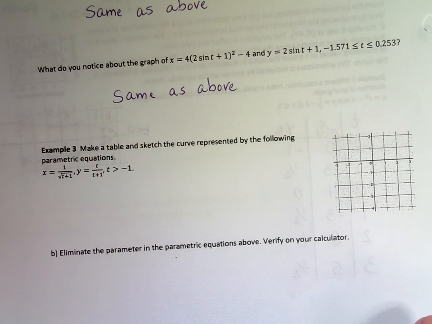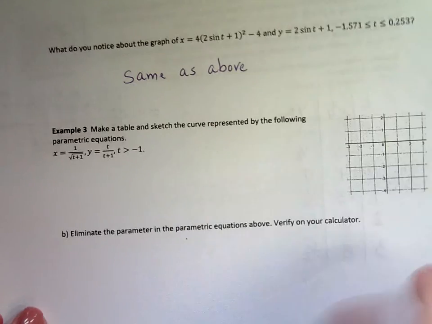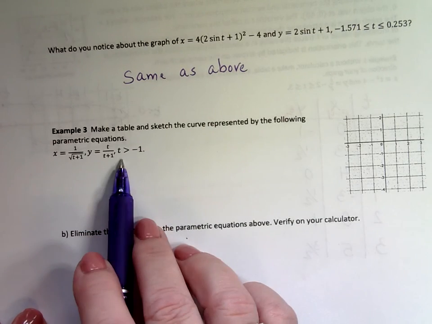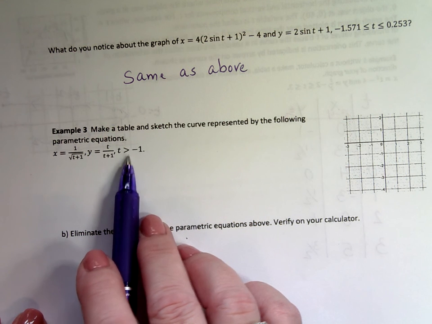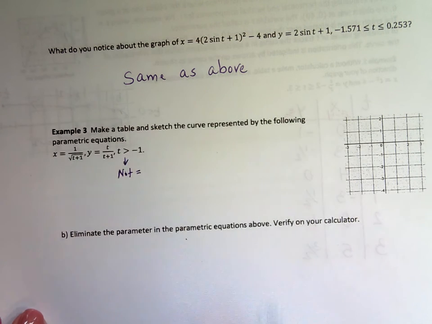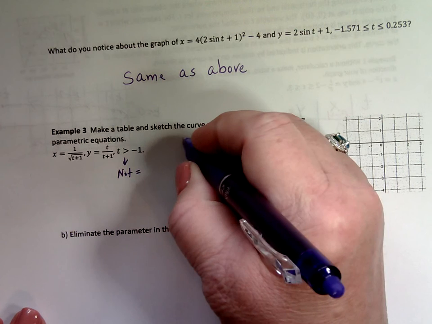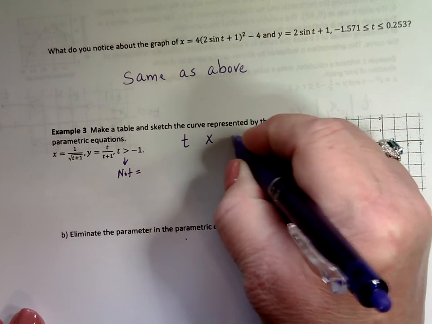All right, example 3. This one says, make a table and sketch the curve represented by the following parametric equations. So I have two equations, an x equation, a y equation, and they told me that t is greater than -1. Now if it's greater than -1, that means it's not equal to. Take note of that. They're not saying it's equal to. So when I go to make my table of values, which is what they asked me to do first, I have a t value that I'm starting with, I have an x value and a y value.